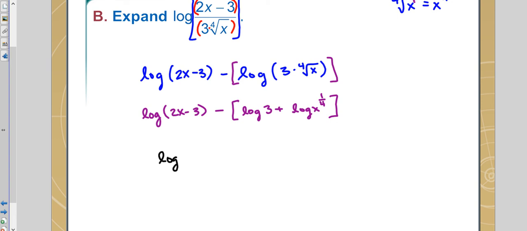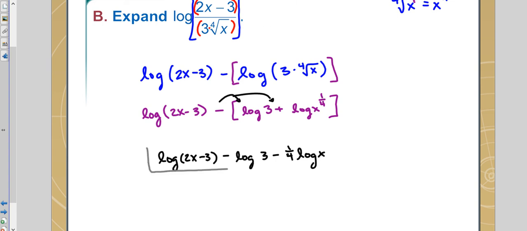So the best way of writing this answer would be log of 2x minus 3 minus the log of 3 minus 1/4 the log of x. So I distributed that there, and I moved that 1/4 to the front. And this would be my expansion.